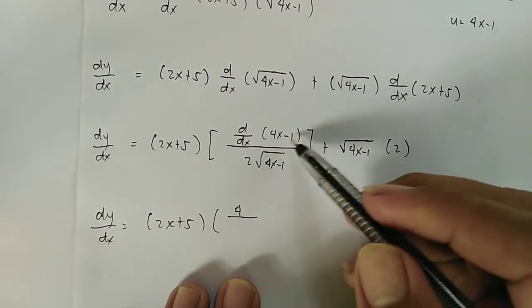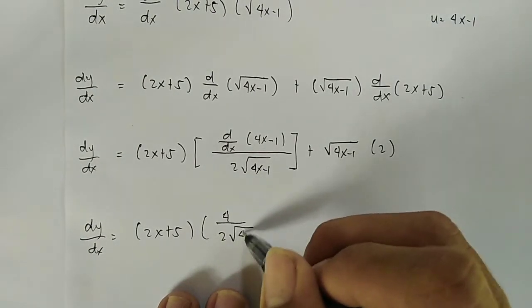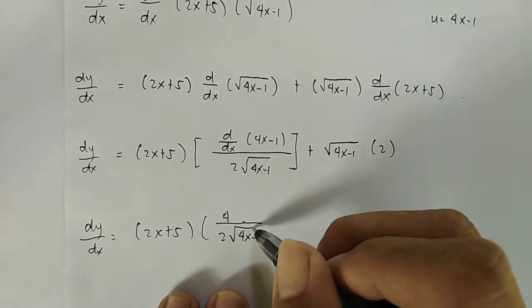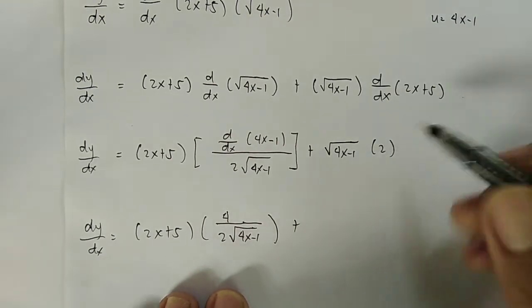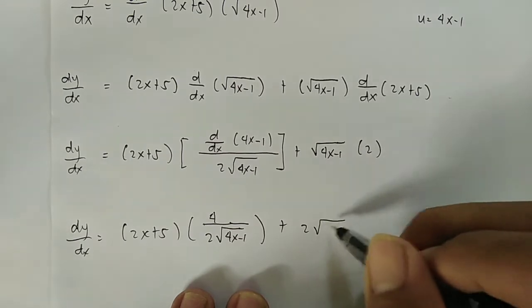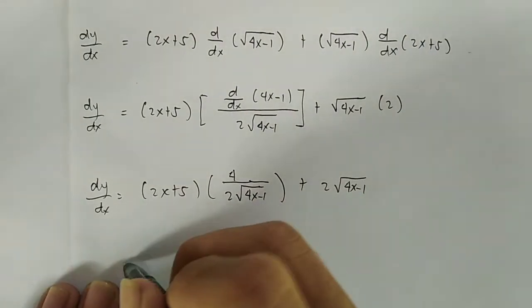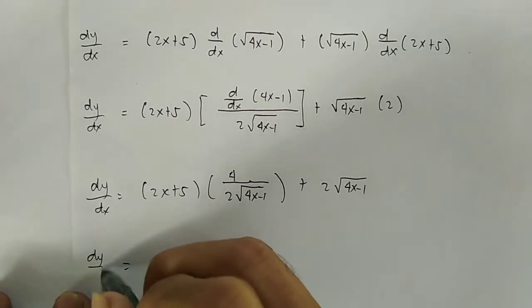Kasi, derivative of any constant is 0. Then, kopyahin mo natin 2 times square root of 4x minus 1. Then, plus, sa kabila, 2 times the quantity of square root of 4x minus 1. So, magiging 2 times square root of 4x minus 1. Yan. Simplifying this one further, ang magiging sagot dyan.